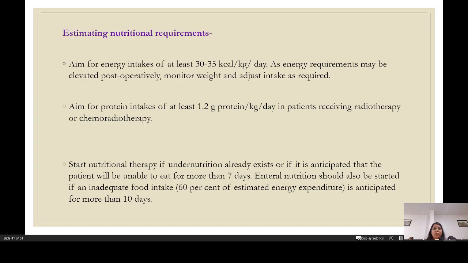Estimating nutritional requirements for the patient. Aim for energy of at least 30 to 35 kilocalories per kg per day. As energy required may be elevated post-operatively, monitor weight and adjust intake as required. Aim for protein intake of at least 1.2 grams per kg per day in a patient receiving radiotherapy or chemotherapy. Start nutritional therapy if undernutrition already exists or if it is anticipated that the patient will be unable to eat for more than 7 days. Enteral nutrition should also be started if inadequate food intake, 60% of the estimated energy expenditure, is anticipated for more than 10 days.